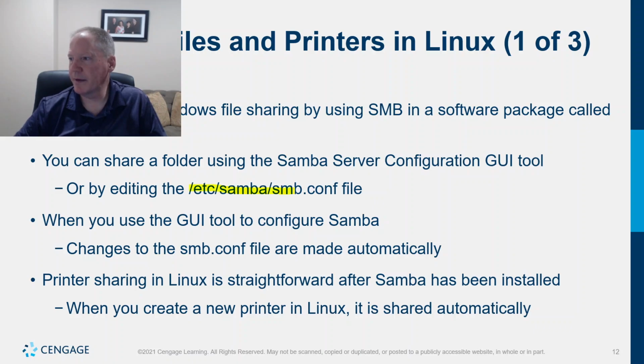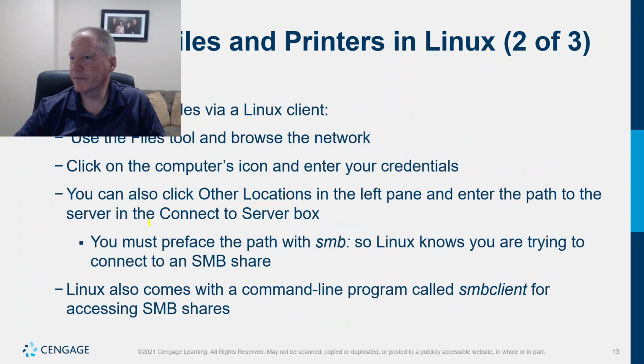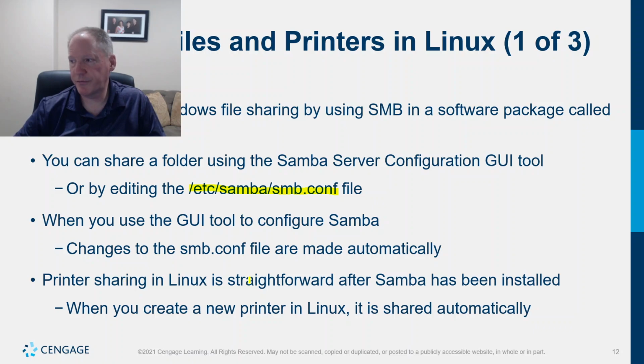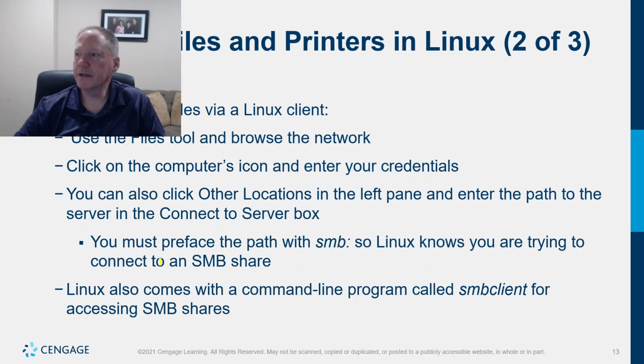So we're going to install Samba, and then we're going to edit this smb.conf file, which is in the etc Samba folder. And then printer sharing in Linux is straightforward. Once Samba has been installed, you just create a new printer, and it's going to be shared automatically. Now, to access shared files via a Linux client, you use the Files tool and browse the network, and then click on the computer icon, enter your credentials, then click on the share, and it'll go from there.